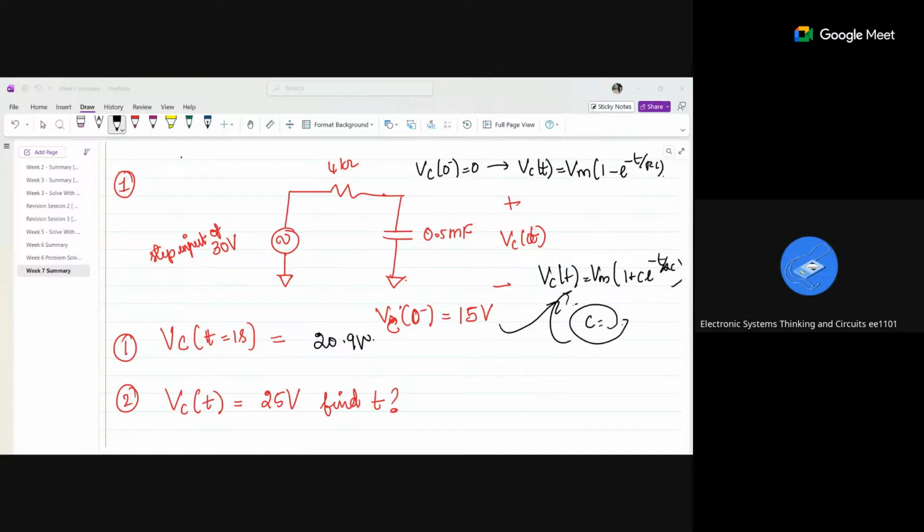Tell me what is the time taken for the output voltage? Ma'am, 2.19 second. Yes, right. 2.19 second is right.